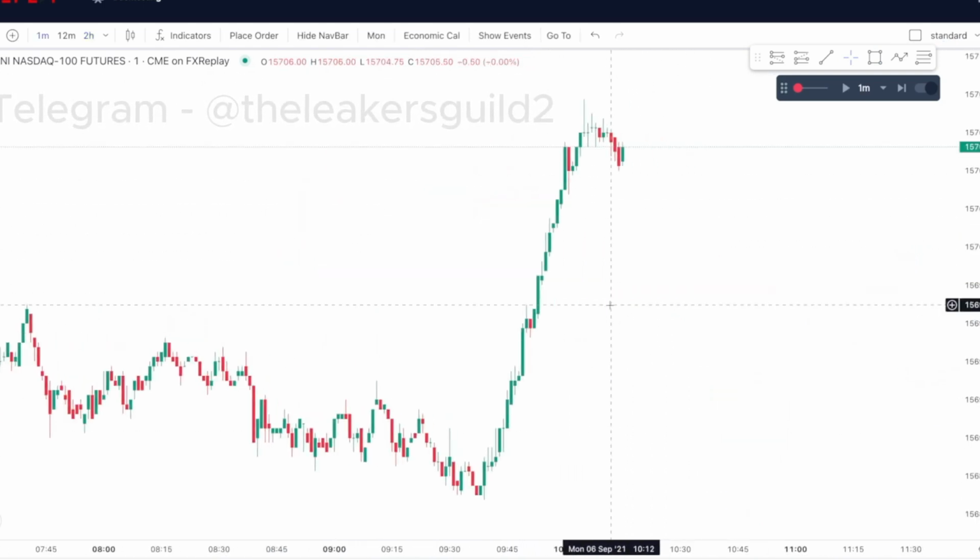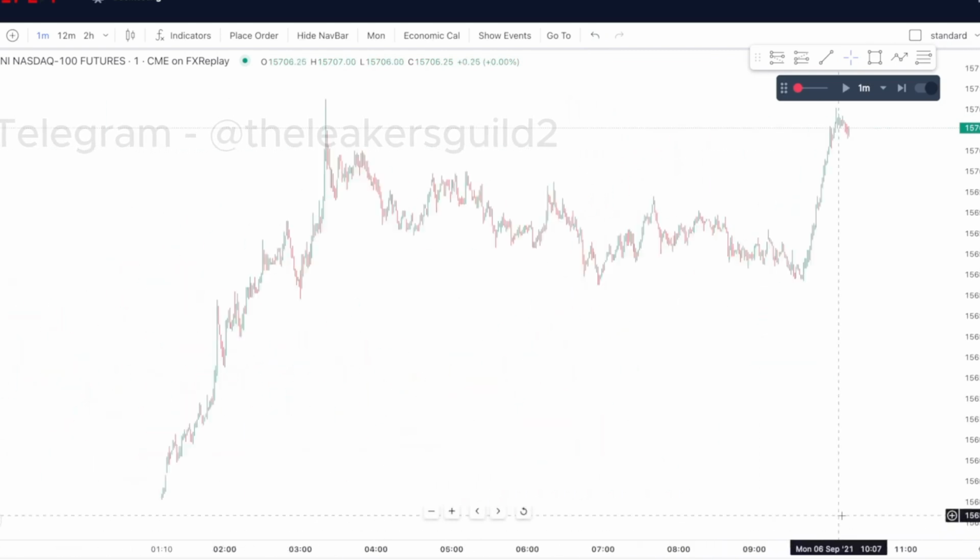Let's talk double valid pullbacks. I don't have a lot of time. I've got to get on a back testing session here with the group.